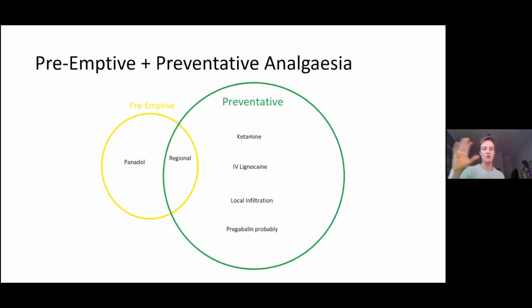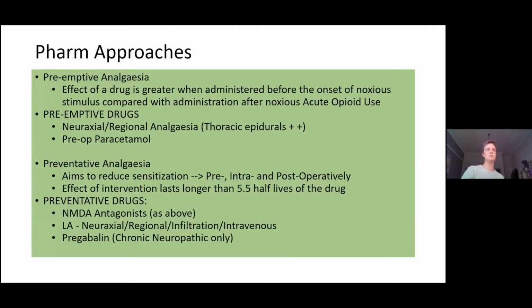The preventative in green is probably the more important to discuss, but I still think there's a place for both of these to be discussed in your answer. So preemptive analgesia, as you said, the effect is greater if you give it before as opposed to after the noxious input. Regional analgesia and thoracic epidurals in particular are probably best understood for this, which is why we used to give thoracic epidurals for major abdominal surgery to everyone until intrathecal morphine ran them out of business.